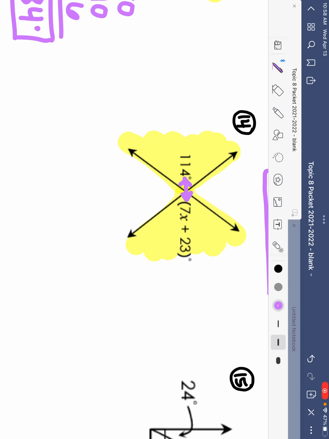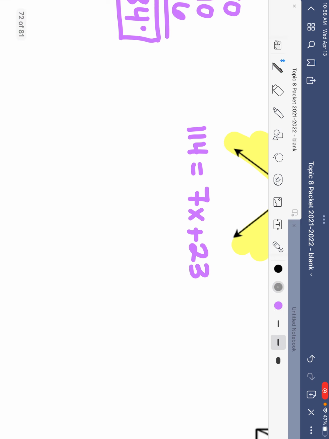And angles that are directly across from each other are vertical angles. And I know that vertical angles are equal to each other. So I'm going to set these two expressions equal to each other. So 114 equals 7x plus 23. Now I'm going to solve this like a normal two-step equation. So the first thing I have to do to get that x by itself is undo the thing farther away from the x. That means I need to undo this positive 23 first.